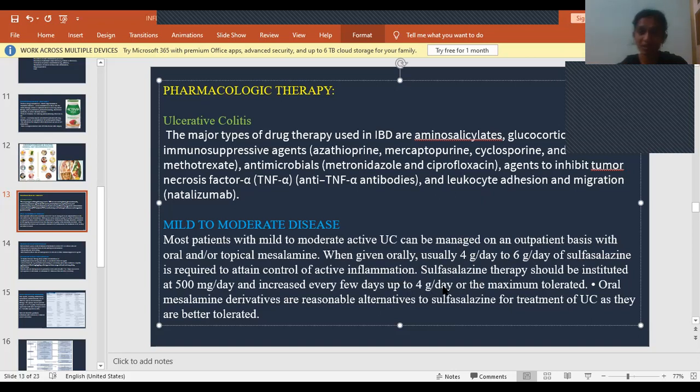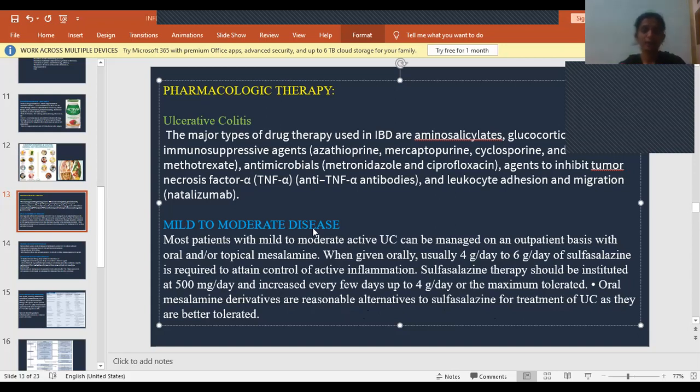Depending on the patient's tolerability, we initiate the dose at 500 mg per day, and later, depending on the severity of the condition, the response of the patient, and his tolerability, we can increase the dose up to 4 grams per day. Oral mesalamine derivatives are reasonable alternatives to sulfasalazine. They can be used instead of sulfasalazine for ulcerative colitis as they are better tolerated. Compared to sulfasalazine, mesalamine derivatives can be easily tolerated, so that is the reason we most commonly use oral mesalamine derivatives.